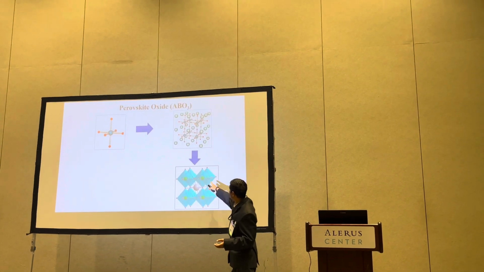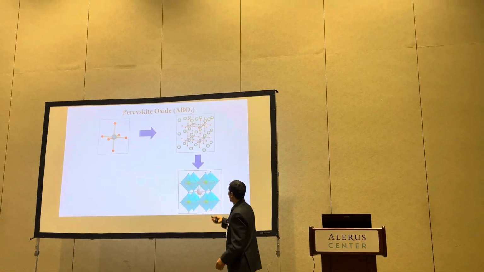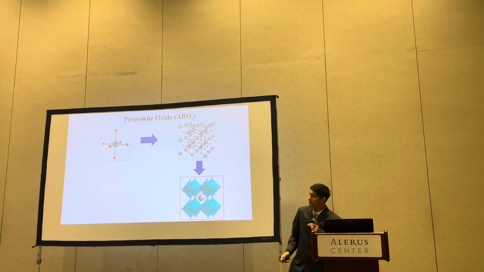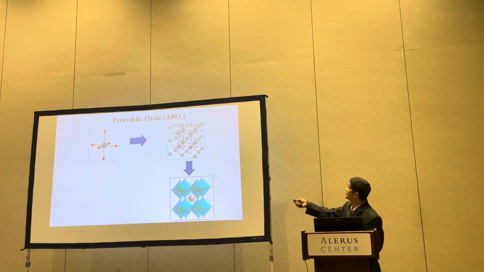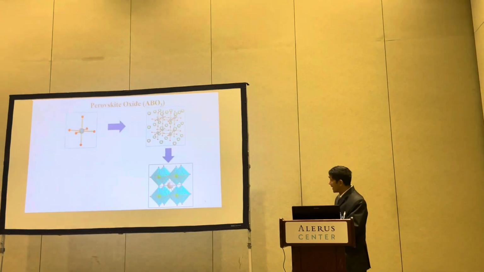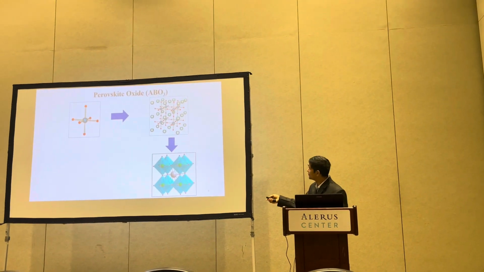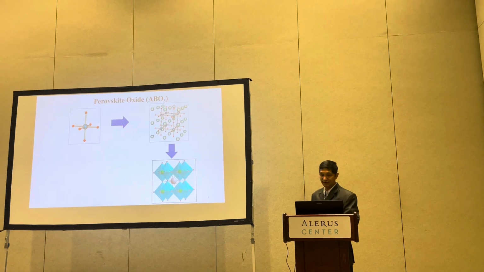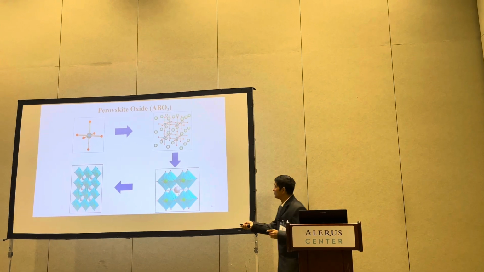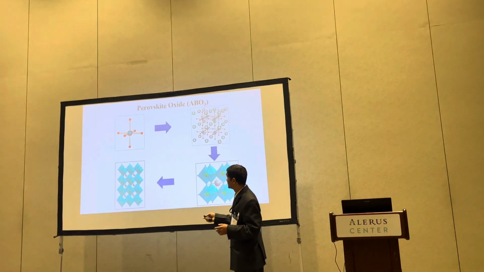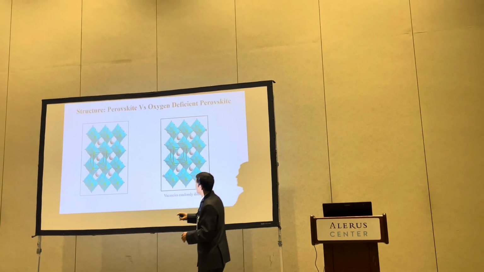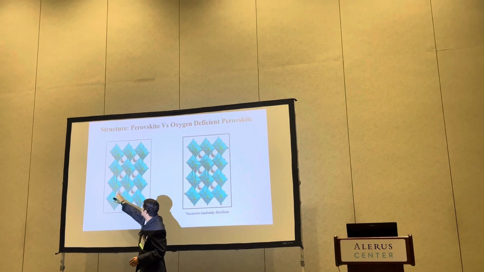And we can see octahedra making a cube, and at the center of the cube there is another big sphere, that is this A. So this is A, this is B, and these red balls are oxygens. This cube forms a unit cell, a single unit cell of the structure, and many such unit cells combine to form a big material. This is the perovskite structure. From this perovskite structure, we can remove some of the oxygens.